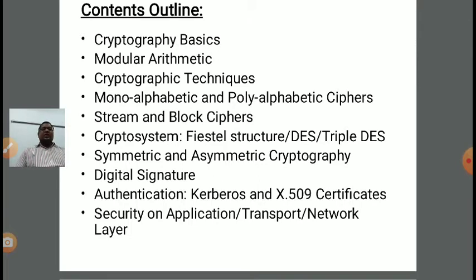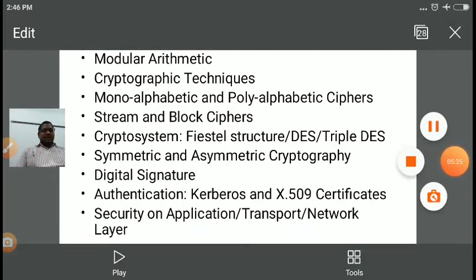Next we will be doing authentication. Authentication means who is able to enter the system, and what type of permission we can give, that is authorization. For authentication we are using Kerberos and X.509 certificates, and after that we will learn about various types of security protocols at the application layer, at the transport layer, and at the network layer.